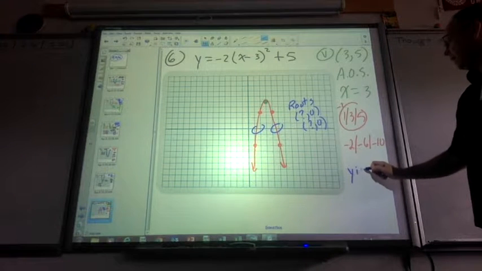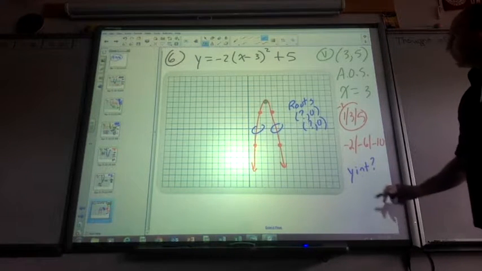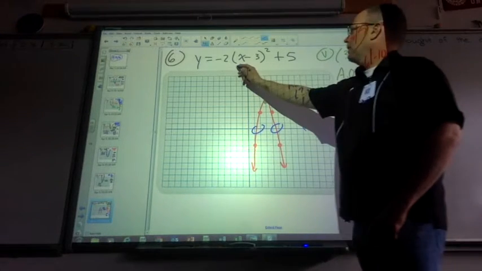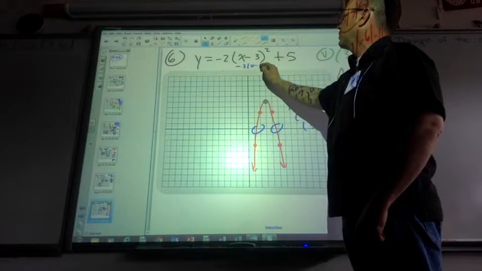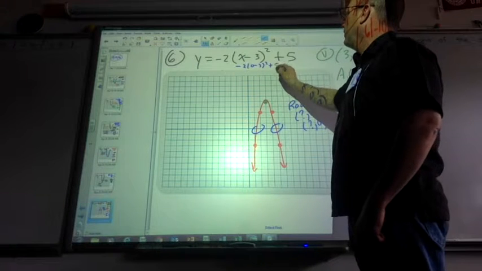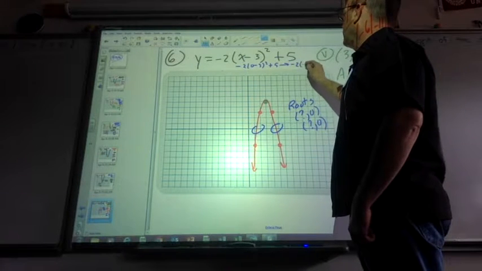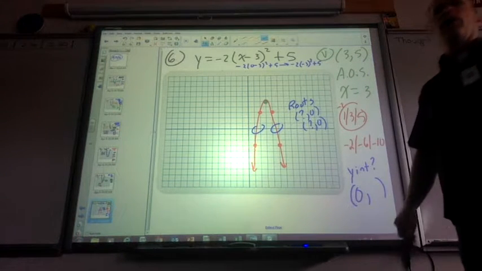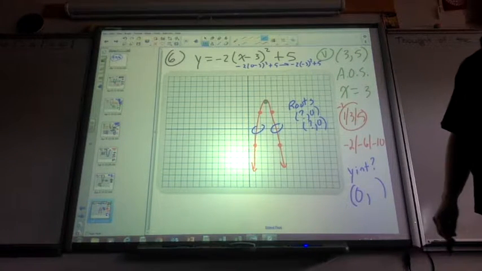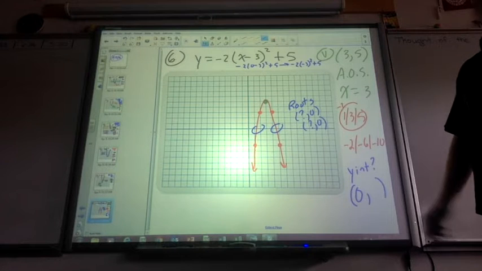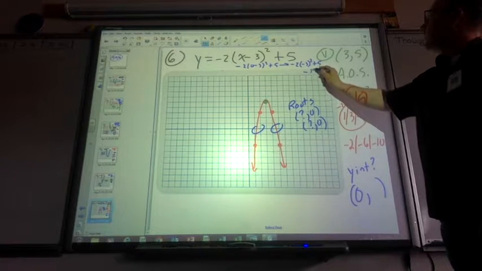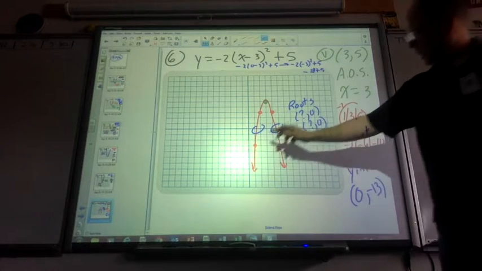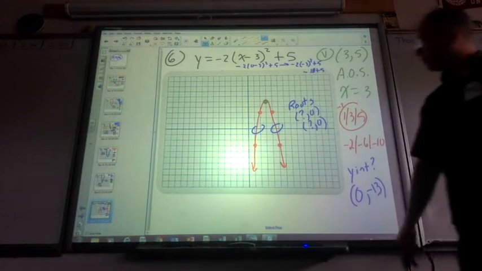How do we find that y-intercept? You plug in 0, so I get 0, comma something. Plugging 0 in, I get negative 2 times 0 minus 3 squared plus 5, which is negative 2 times negative 3 quantity squared plus 5. What's negative 3 squared? 9. What's 9 times negative 2? Negative 18. Plus 5 is negative 13. So yeah, that could have happened, I guess.